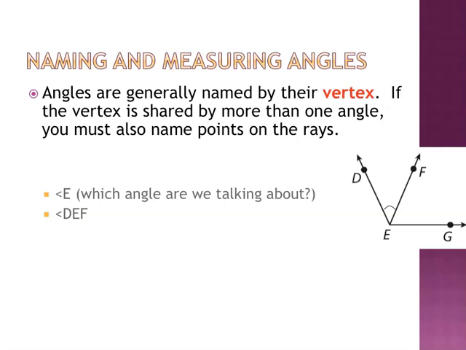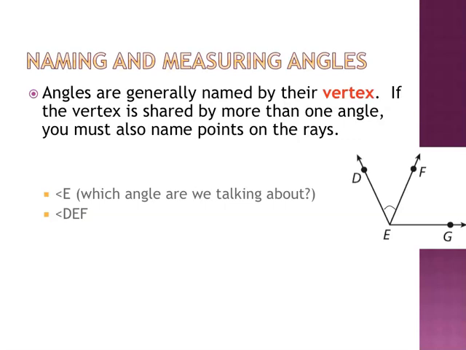Now notice the way that I've used the letters. The middle letter is always going to be the vertex when we're talking about that angle. So if the vertex is at E, then when you name it using points on the rays as well, you want to make sure the middle letter is the vertex, E. In this case, we call it angle DEF. So don't call it angle DFE or EDF. Always the middle letter should be the vertex of the angle.